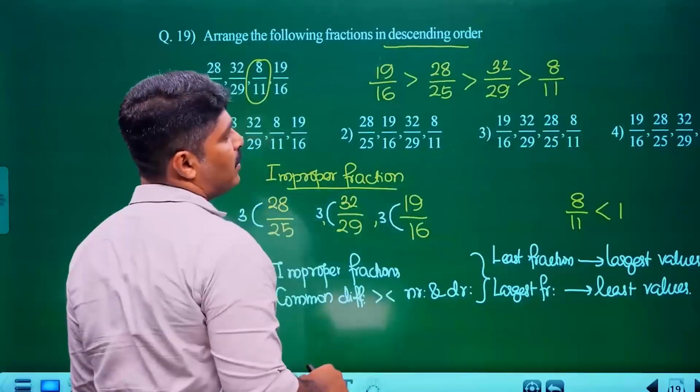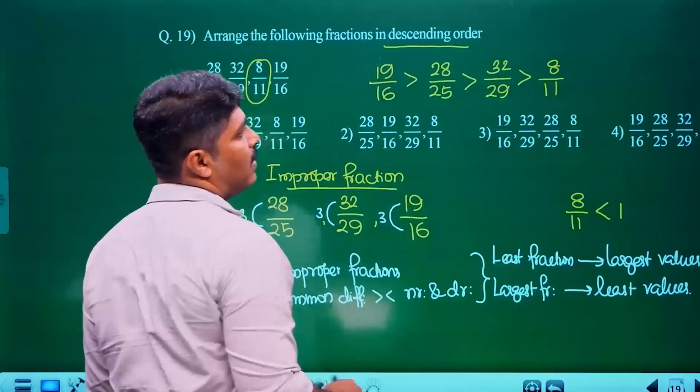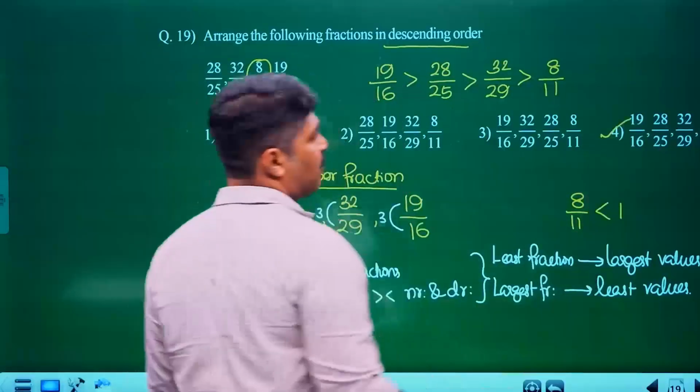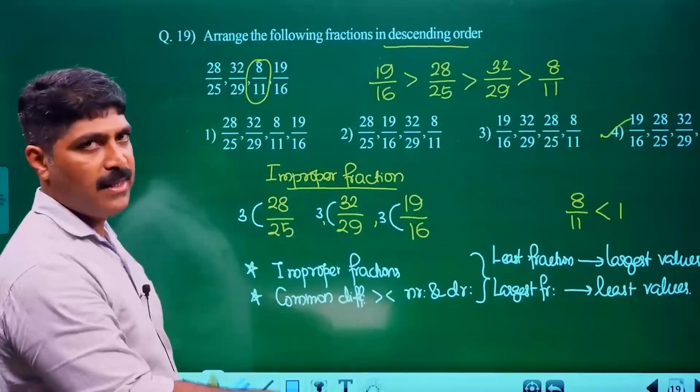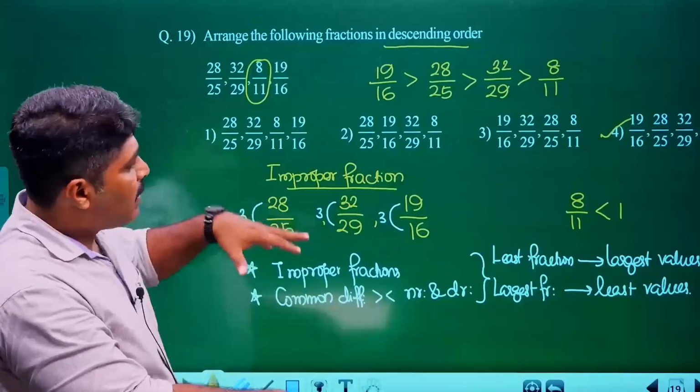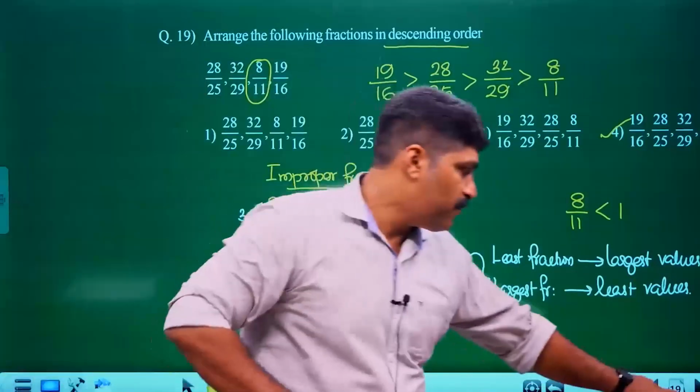Look at the options where we get this kind of order. So this is the answer. That is option 4. Got it? So this comparison is very important, these types of comparisons.